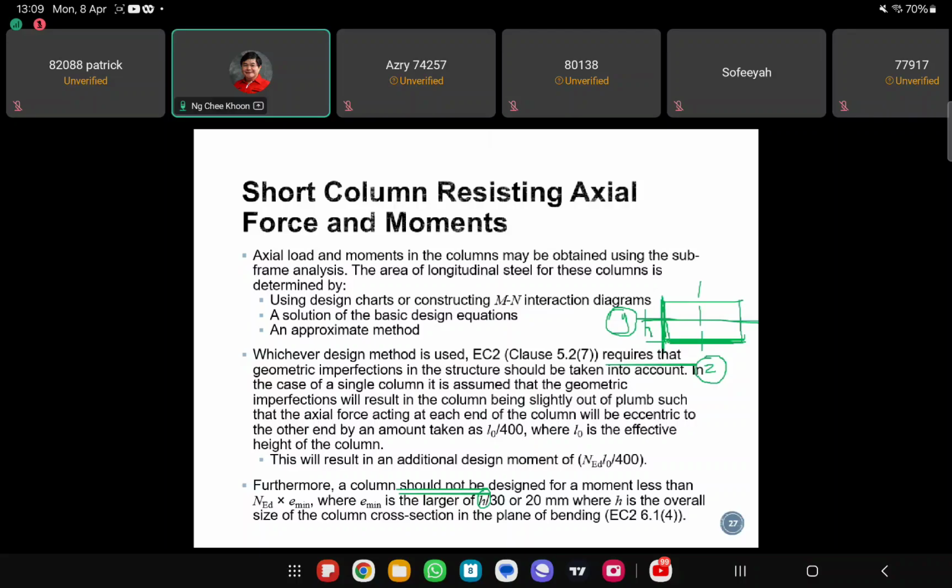So in this case, H will be the larger dimension, right? But if you have Y-axis bending, then H will be the smaller dimension over here, right? So be aware of that. Always remember which axis of bending you are calculating. Then you use the proper H value, right?